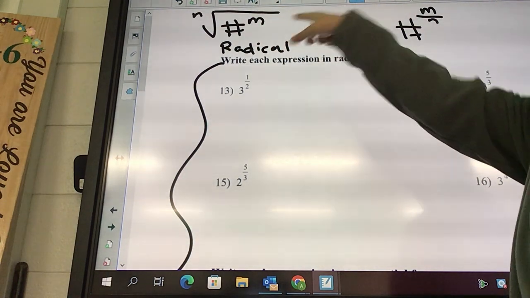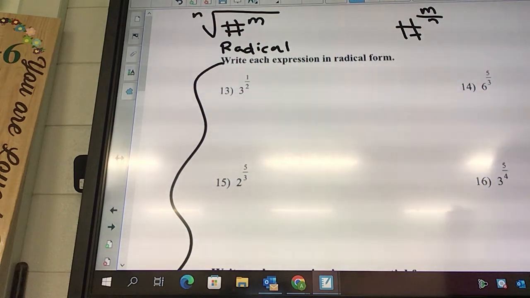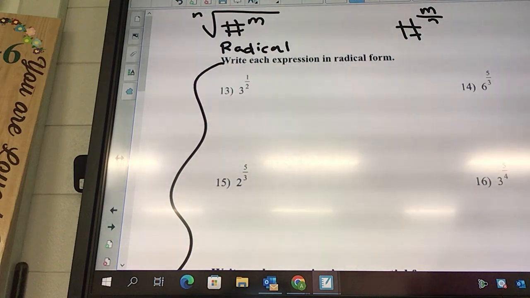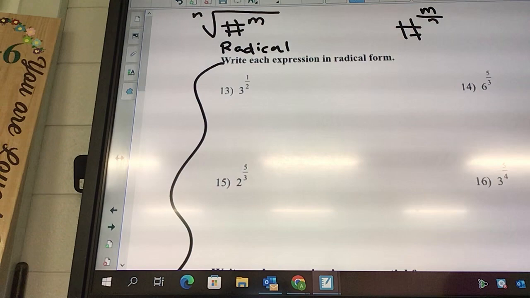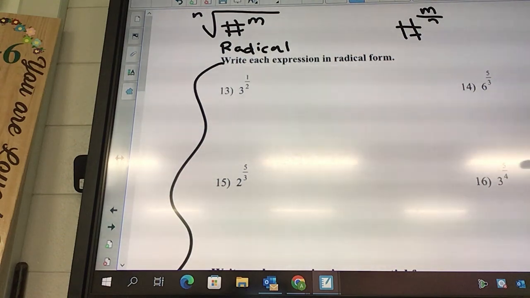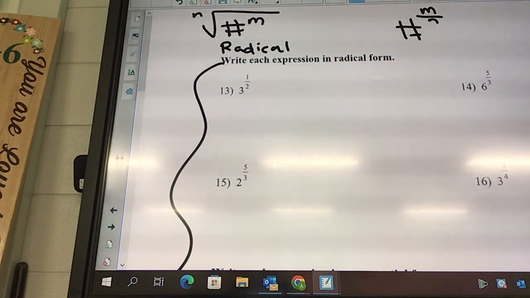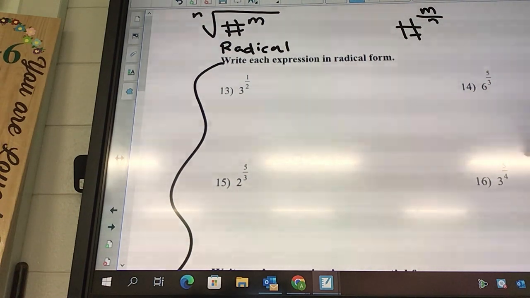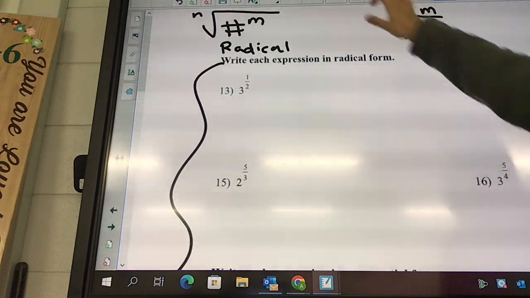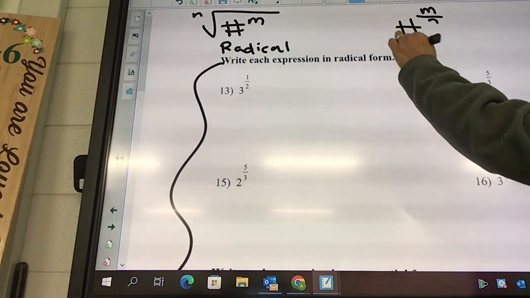My one critique from yesterday, I graded your papers already: anything that is an m or an n should be tiny little baby numbers. You should definitely be able to tell the difference between a big number and a little number. Some of you were writing them like this. Like this one, you wrote 6 5/3. That is not acceptable. That looks like 6 5/3, which is different from 6 to the power of 5/3. These should be little baby numbers. So this is exponent form.